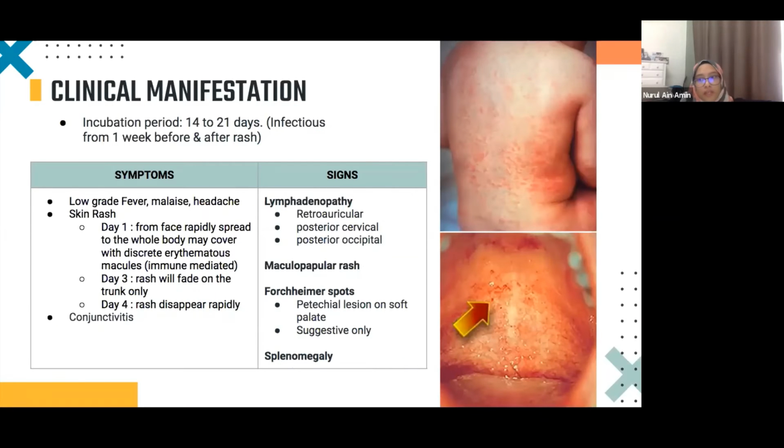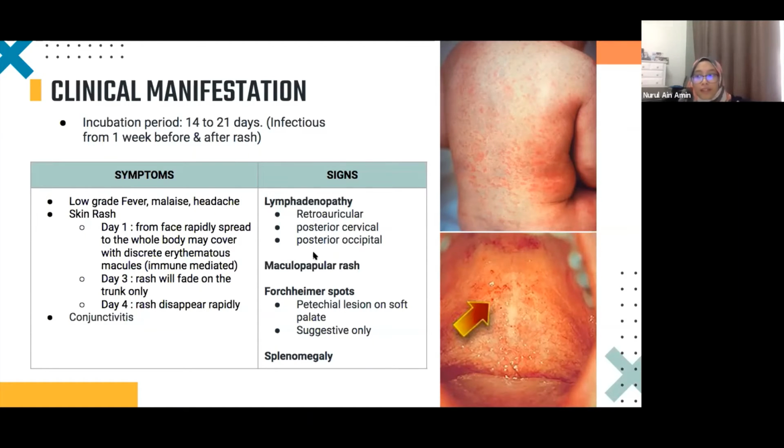So what are the clinical manifestations? First, the incubation period ranges from 14 to 21 days. It is infectious from 1 week before to 1 week after the rash. Patients usually present with mild catarrhal symptoms in the prodromal phase. It's important to note that it sometimes goes unnoticed because it is very mild, such as low-grade fever, malaise, and headache. Then they will present with lymphadenopathy: retroauricular, posterior cervical, even posterior occipital.